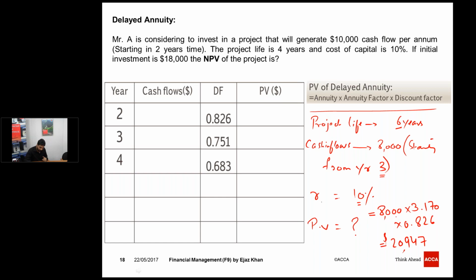So 8,000. The annuity factor is 3.170 because we have total 4 cash inflows. Of the 6 years project, we're not going to get anything in year 1 and 2, so 4 years cash flows, and there's a delay of 2 years, and we have picked the second year discount factor. So this is the answer. I hope you people have got the question, right?